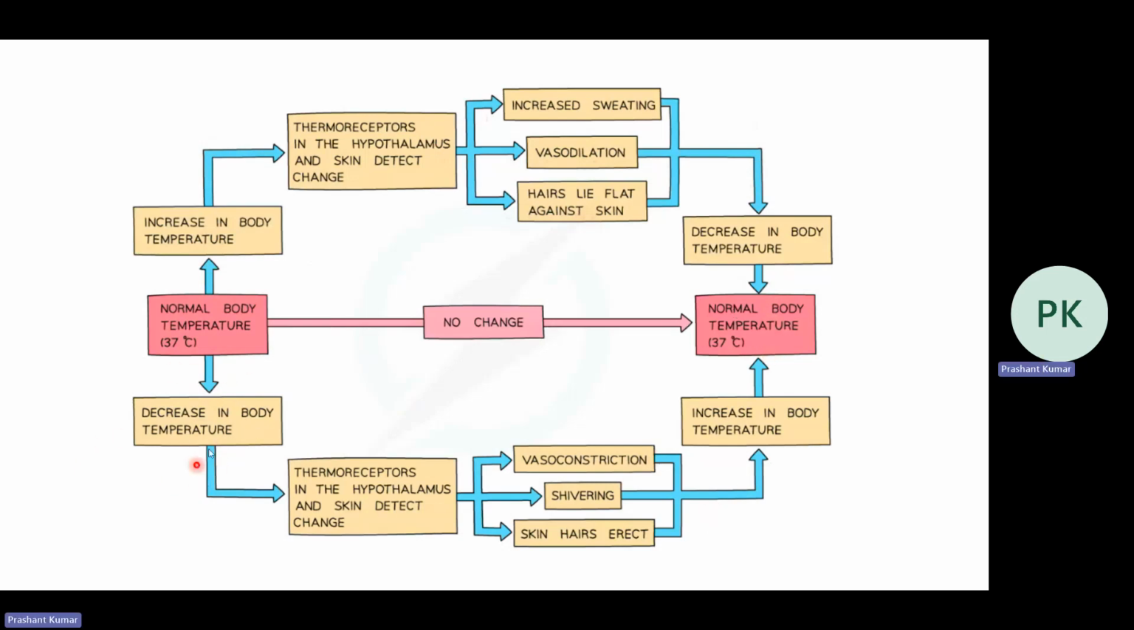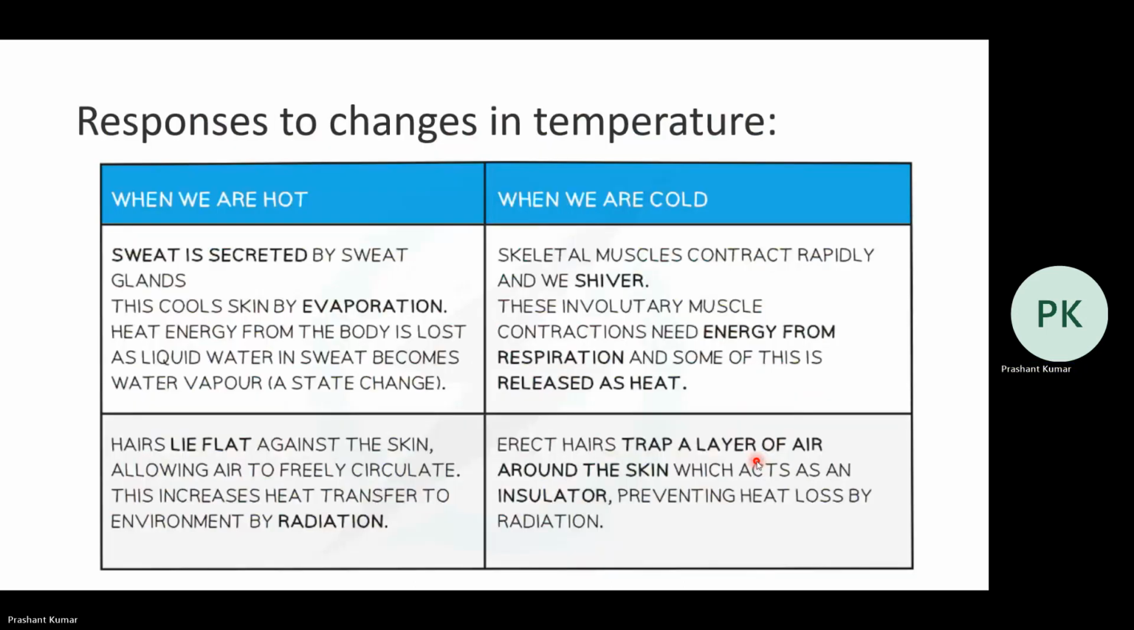Another condition, when the body temperature is slowly decreasing. Who will check this? Hypothalamus. What will they do? They will cause skin hair to erect. There will be shivering and vasoconstriction, and then slowly body temperature will come back to normal. So responses to the change in the temperature, this slide is very important.